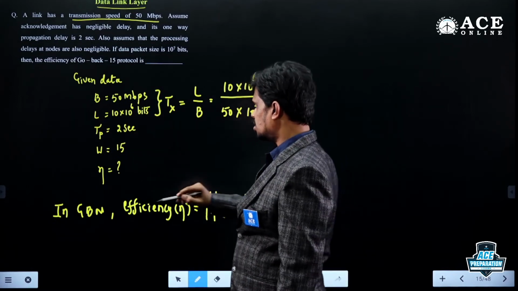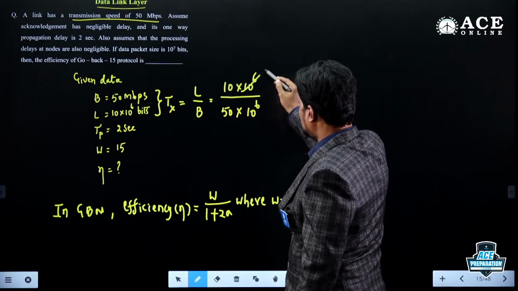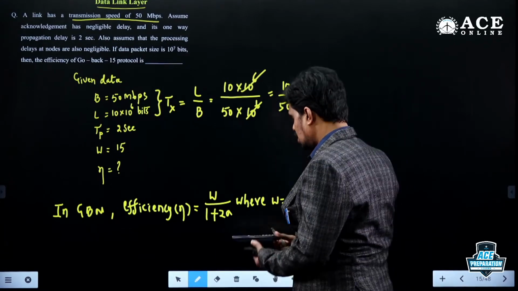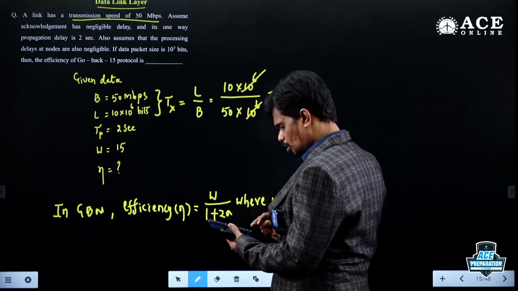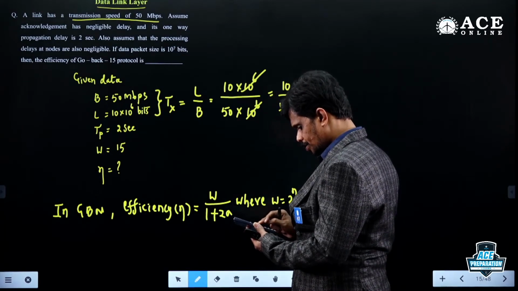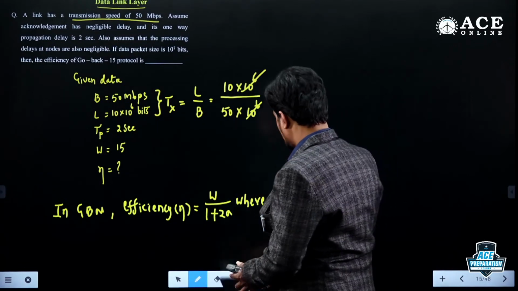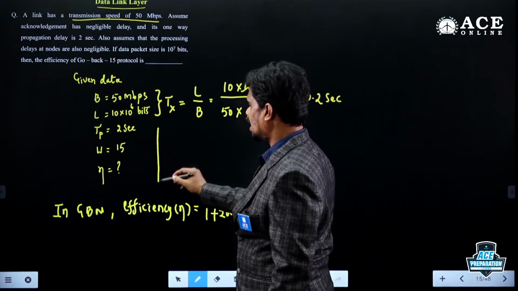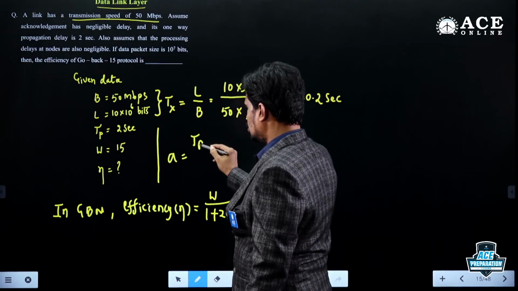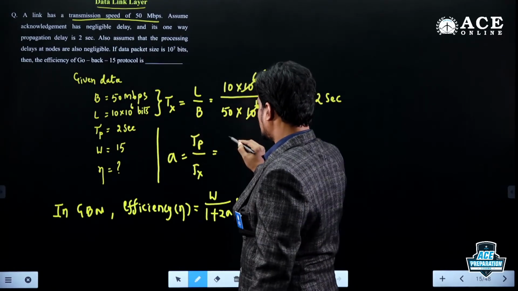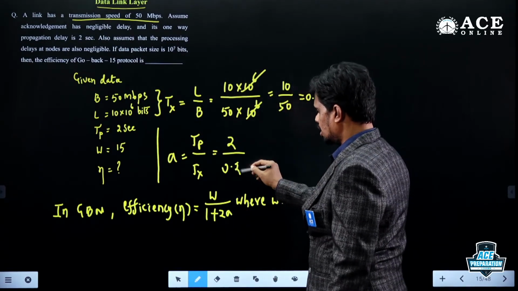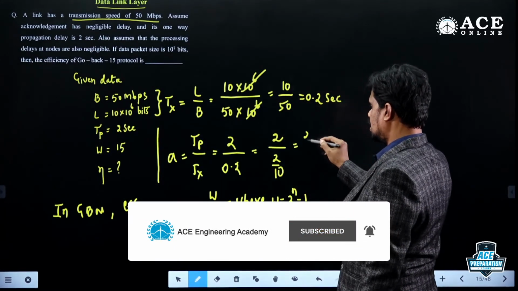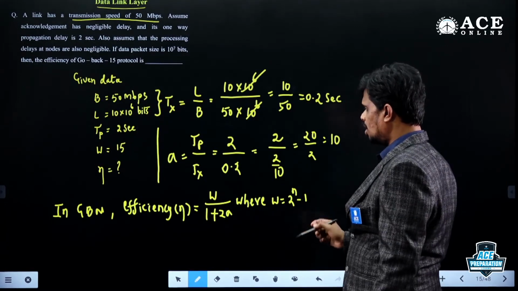As it is in terms of seconds, let us express Tx also in seconds. 10 power 6 cancels, leaving 10 by 50, or 1 by 5, which is 0.2. Let me verify. 0.2, good. So 0.2 seconds is the Tx value. Now I can calculate a because Tp and Tx are ready. Tp by Tx is 2 seconds by 0.2 seconds, which is 10. So a value is 10.